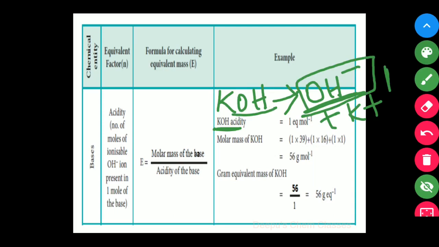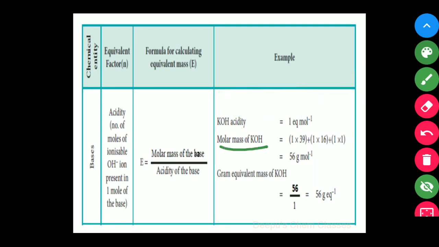Then we have to find out the molar mass of potassium hydroxide. For that we have to add up the atomic masses of the individual elements present in the compound. For potassium the atomic mass is 39, for oxygen the atomic mass is 16 and for hydrogen the atomic mass is 1. If you add all these atomic masses you get 56 gram per mole.